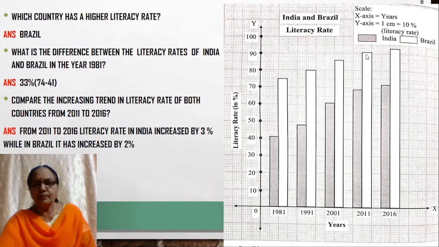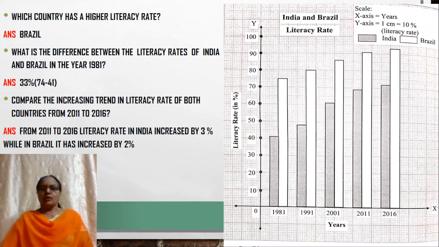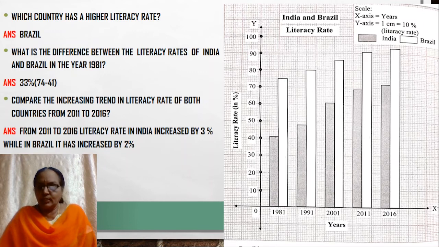Let's move over to Brazil. Here Brazil, it is 91 here, and this is 93. In the year 2016, if you see, it is 93. Here it is 91. So 93 minus 91 gives you 2%. Got the answer? So in both the countries, you find there is an increase from 2011 to 2016. In India, literacy rate increased by 3%, while in Brazil, it has increased by 2%.